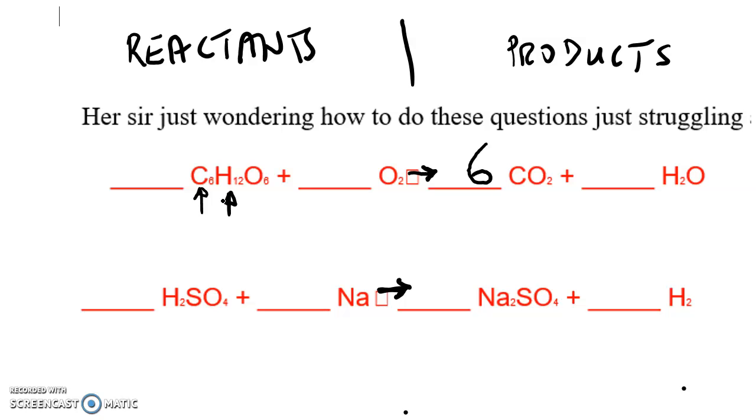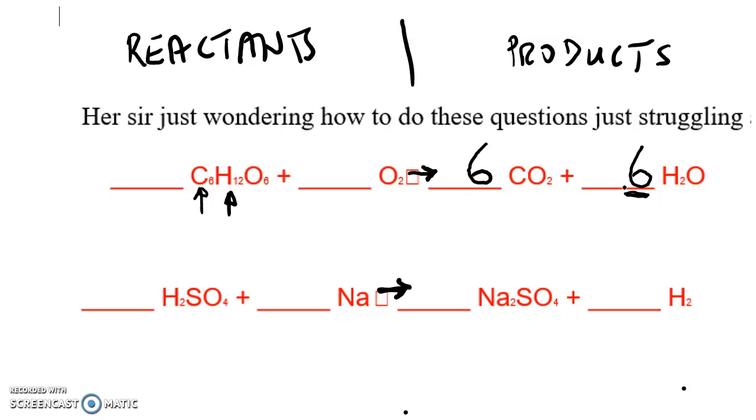So we have 12 hydrogens on this side. So how can we get 12 hydrogens on this side? Remember, we can only put a coefficient. So 6 times 2 is 12. So we put a 6 there. And we've done the carbon and the hydrogen. Now let's check out the oxygen.